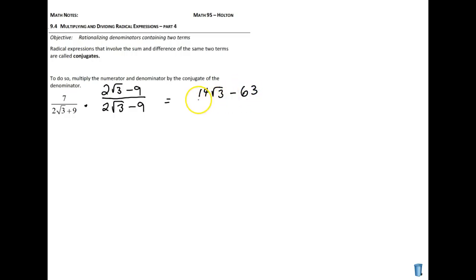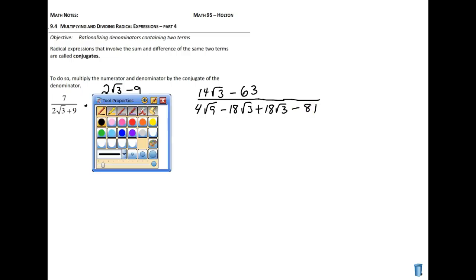Now in my denominator, I'm going to get 2 radical 3 times 2 radical 3, so that becomes 4 radical 9. Okay, so that's because 3 times 3. And then I'm taking 2 radical 3 times a minus 9, so that becomes minus 18 radical 3. Okay, and then I'm doing 9 times 2 radical 3, so that becomes a plus 18 radical 3. Gotta keep extending my fraction bar there. And then my last one is I have a plus 9 times minus 9, so that's minus 81.